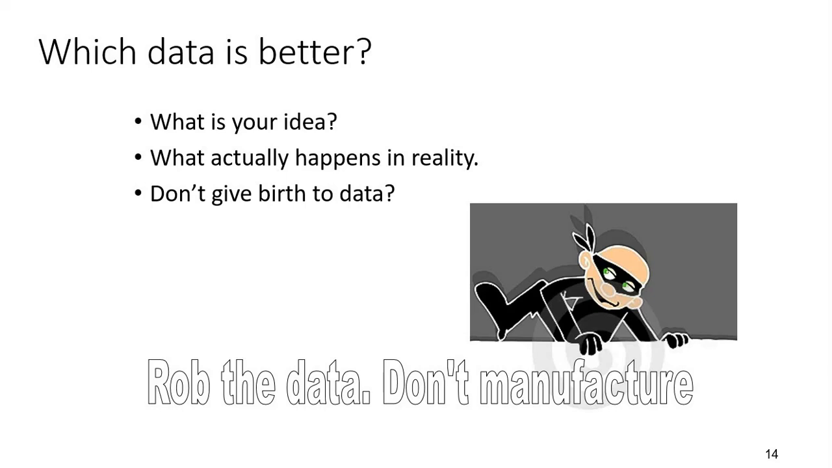So often we actually find that secondary data is easier to handle. It is less expensive, and verification of the secondary data is much easier compared to verification of primary data. And that's why we tell that rob the data, means you collect the secondary data and don't manufacture. Don't tell that primary data you have collected while you manufacture it. So rob the data.